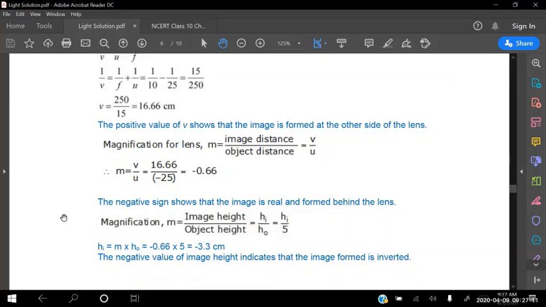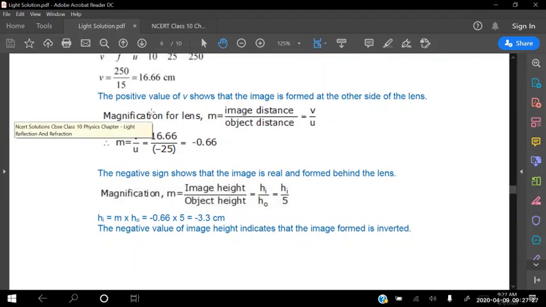Magnification of the lens: m is equal to image distance upon object distance, m is equal to v by u. 16.66 upon minus 25. All these values we have already got. This u value was given. Now magnification is also being asked. So you will write the formula, because here m is not given and we have to find out what m is. There is no need to write it again and again. First you find out v upon u, then relate this formula with 0.66. So I hope you have understood.